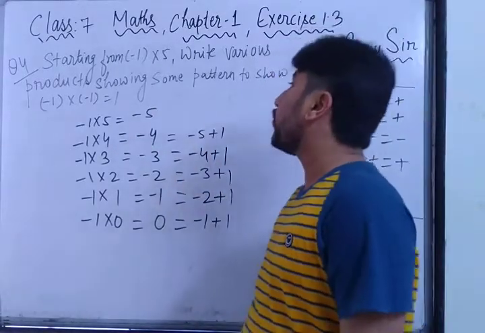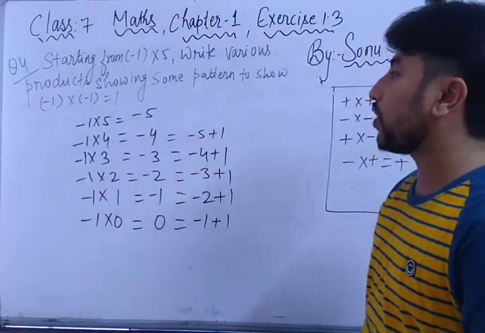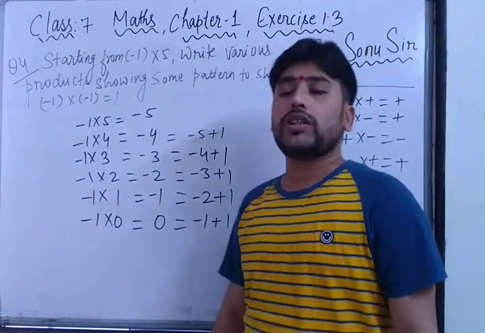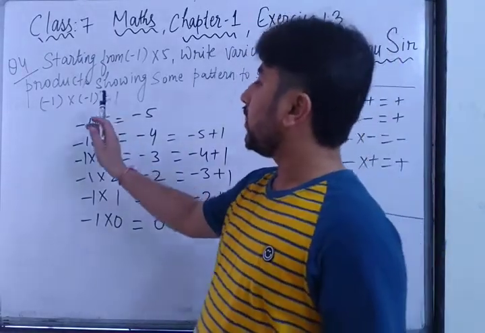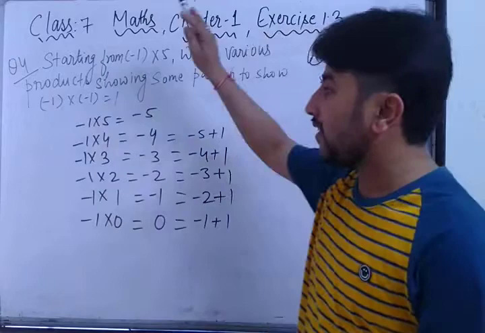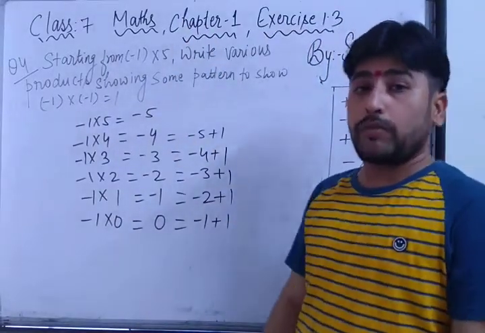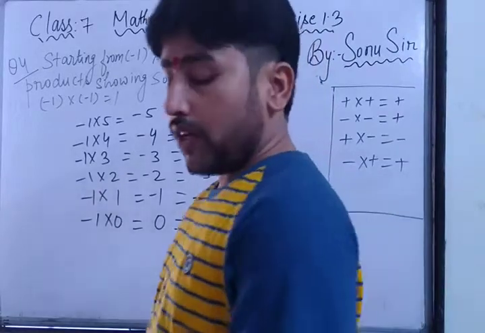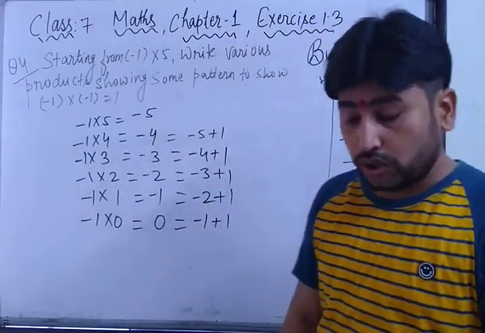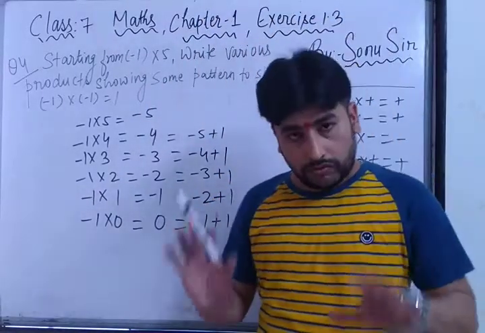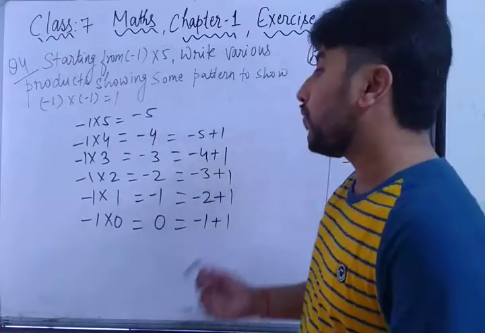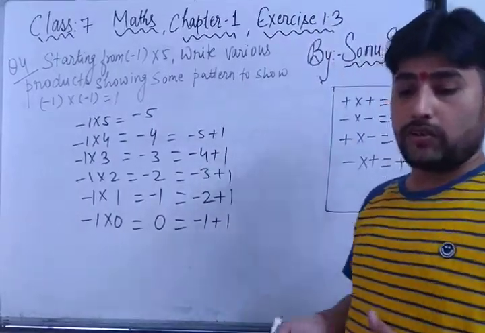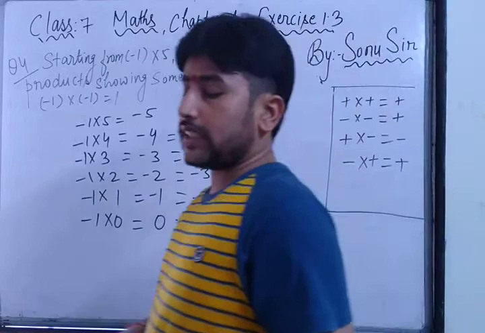Starting from minus 1 into 5, write the various products showing some pattern to show minus 1 into minus 1 is equal to 1. This thing you have to show. This was the pattern and I have done this pattern. I hope all of you have understood. If you have understood, write these answers in your notebook. If you have not understood, then you can take a screenshot and you can wait, you can copy this answer. After copying this answer, then we will go ahead. Okay? Now let's start question number 5.